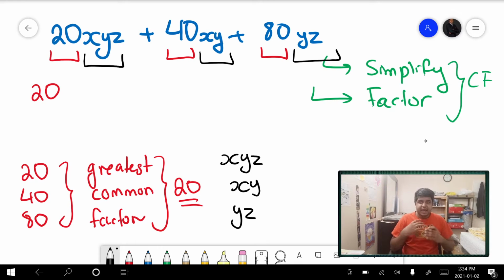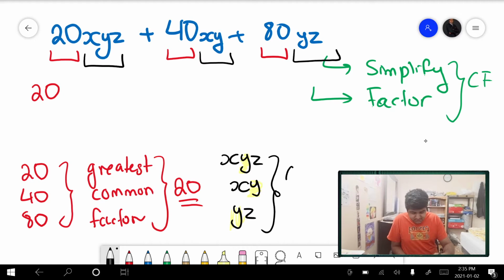In this case, xyz simply means x times y times z. Likewise, xy means x times y, and likewise, yz means y times z. Now, if we're thinking about this, all of these actually have this y in common. So we have a y here, we have a y right here, and we have a y right here, right? Which means that our GCF is equal to y, right?